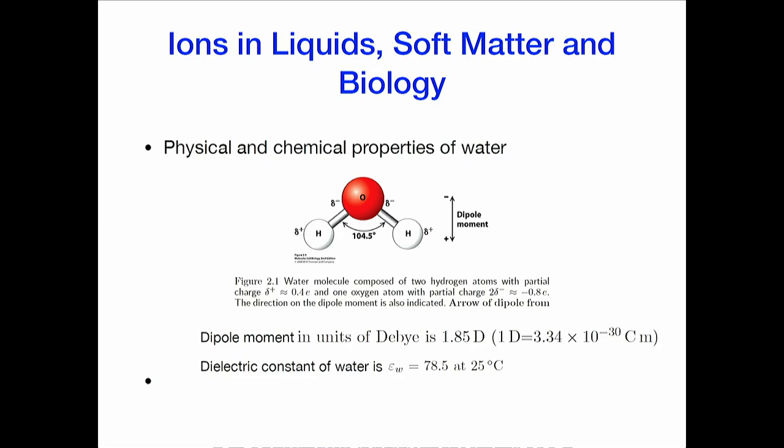The oxygen is highly electronegative, and the hydrogen is electropositive, and it has a large dipolar moment. We'll come back to this question later. The dipolar moment is 1.85 debye. One of the characteristics of water is that it has a very high dielectric constant, of the order of 80. The relative dielectric constant of water is 80. For vacuum or air, the dielectric constant is 1, which means that, as we'll see, the Coulomb interaction in water is 80 times weaker than in vacuum or in air.